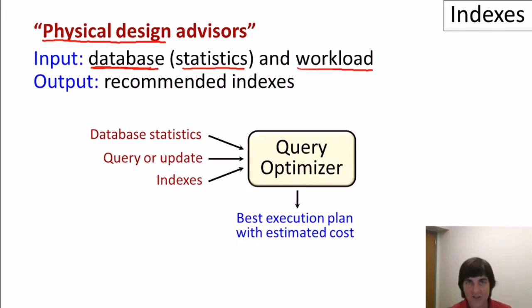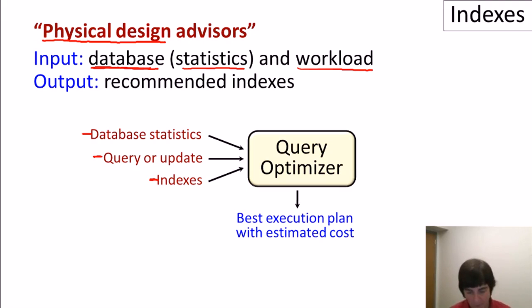The output of the design advisor is a recommended set of indexes to build that will speed up the overall workload. Interestingly, physical design advisors rely very heavily on a component of database systems that already existed, actually one of the most important components of database systems, which is the query optimizer. That's the component that takes a query and figures out how to execute it. Specifically, it will take statistics on the database, the query to be executed or the update command, and a set of indexes that currently exist, and it will explore the various ways of actually executing the query, which indexes will be used, which order things will be done in. It estimates the cost of each one, and it spits out the estimated best execution plan with the estimated cost.